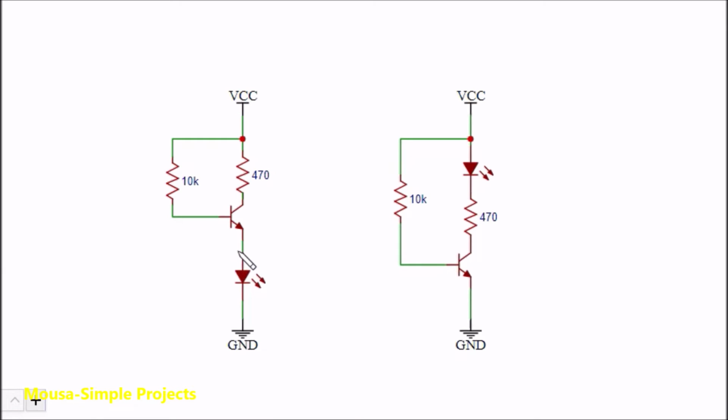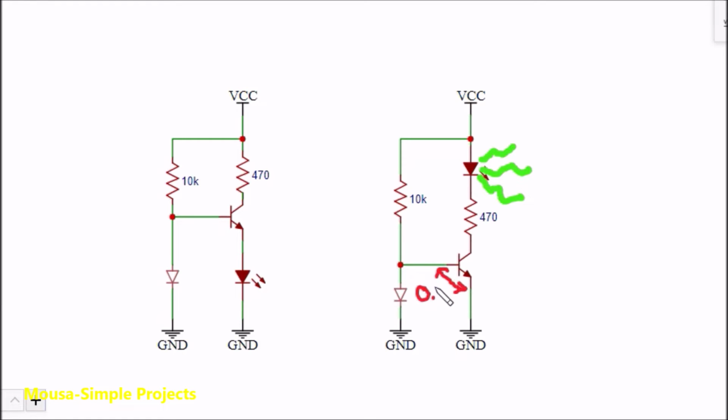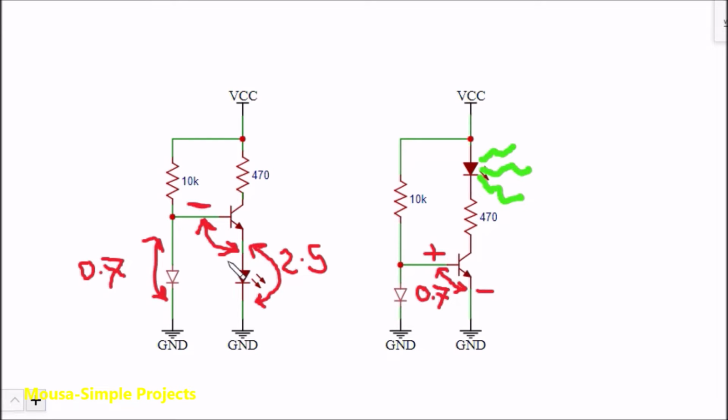Maybe you're wondering why I'm connecting the LED, which is the load, to the emitter instead of the collector. That's because if you connect the load to the collector, the voltage drop across the diode keeps the transistor switched on. But by connecting the load to the emitter, we can deactivate the transistor by using a diode easily.